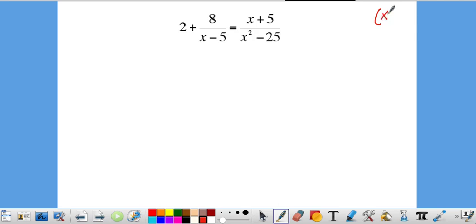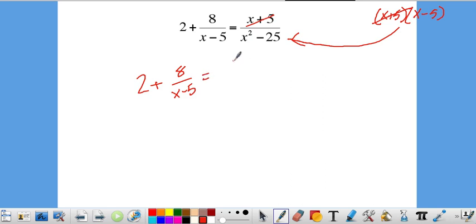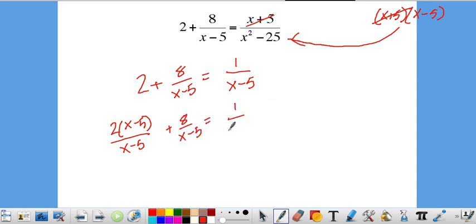x squared minus 25, that's x plus 5 times x minus 5. So if we put that there instead, you would have an x plus 5 cancel, which is sweet. So now you have 2 plus 8 over x minus 5 equals 1 over x minus 5. So now we can rewrite this as one fraction. Multiply top and bottom by x minus 5. So 2 times x minus 5 over x minus 5 plus 8 over x minus 5 is equal to 1 over x minus 5.